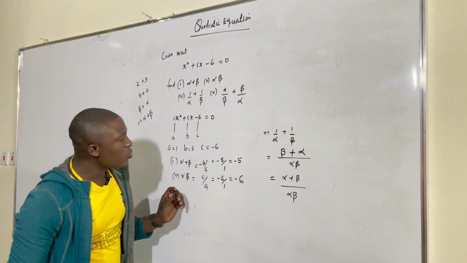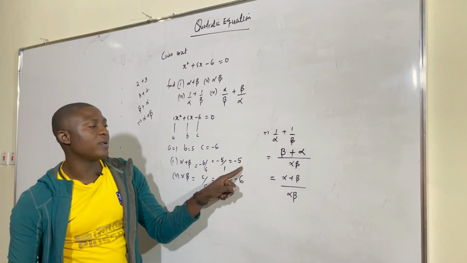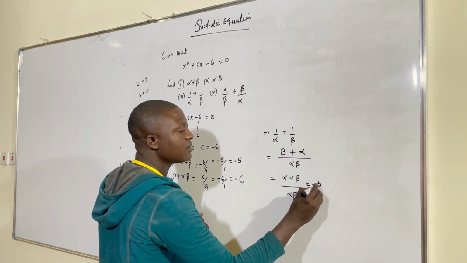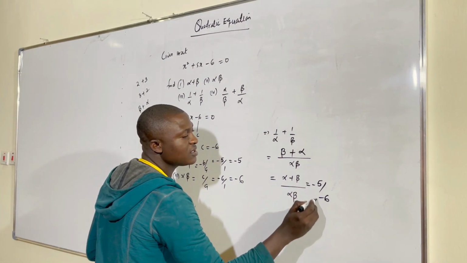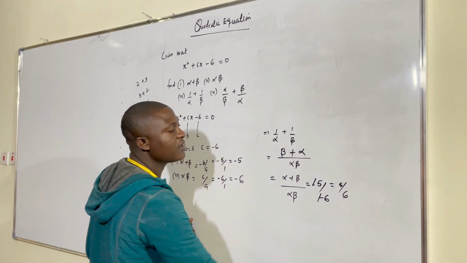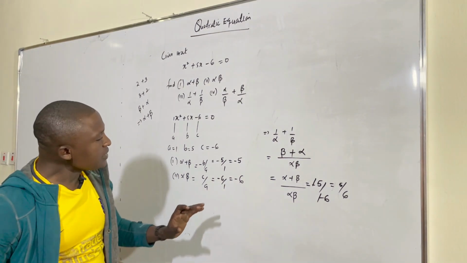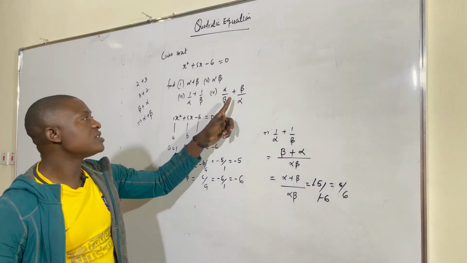Now, let's go back to the other one. We have our alpha plus beta to be minus 5. Just substitute. Alpha plus beta is minus 5, and our alpha beta, we have it to be minus 6. So we can see minus can cancel minus. So here we can have 5 all over 6. Are we following?